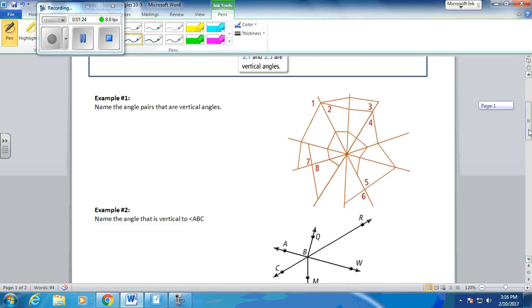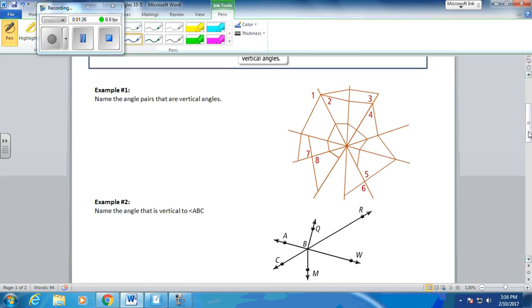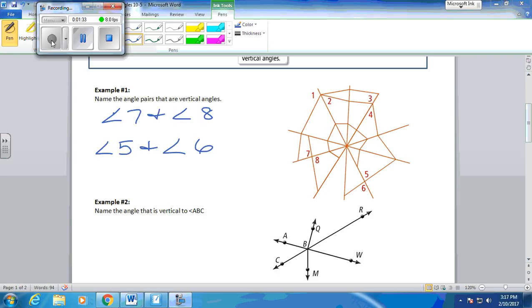So question number 1 is asking for you to name the angle pairs that are vertical angles. So go ahead and pause the video and try to label two pairs that are vertical. Okay? I came up with angle 7 and angle 8 because if you look at angle 7 and 8, those angles are formed by two intersecting lines, and they happen to be directly opposite each other, and they appear to be equal. They appear to both be obtuse angles.